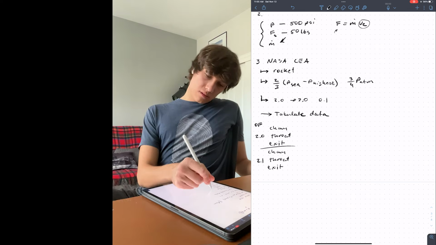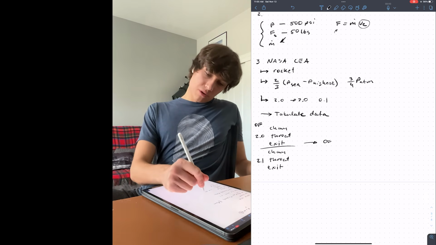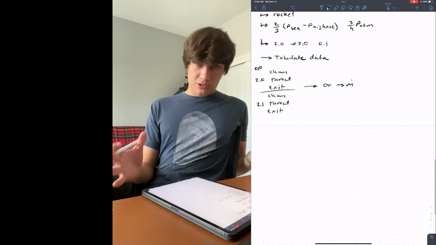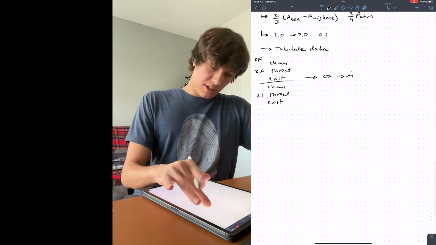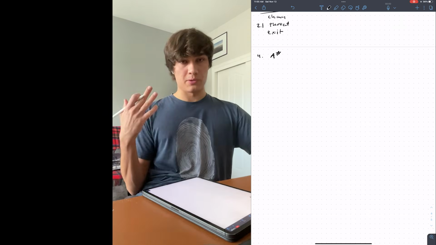Cool. So once you've chosen your OF ratio, you'll also know your mass flow rate based on that. And now you have everything that constrains your engine, basically. Step 4 is to find out what your A star is based on the equation you have.